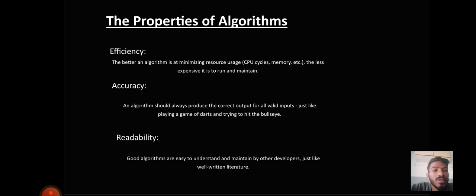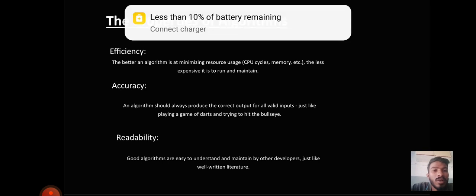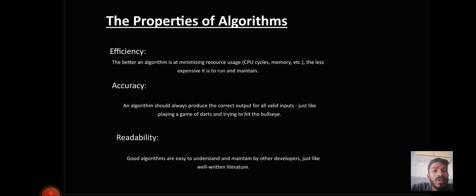The properties of an algorithm. The properties of an algorithm are efficiency, accuracy, and reliability. Efficiency. The better an algorithm is at minimizing resource usage, such as CPU cycles, memory, etc., the less expensive it is to run and maintain.